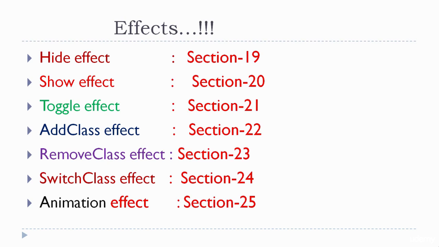Now add class. If we want to add a class in between that particular program, then we can use section 22, which is the add class method. Now remove class. In the same way as we can add a class, we can also remove a class. So section 23 deals with the remove class effect. Now switch class. Switch class is basically how we can move out of the loop and directly go to that particular class for which the operation is to be performed. This operation will be performed in section 24. Now animation effect. It shows basically how the background color and background effects will be changed. So section 25 deals with the animation effect.